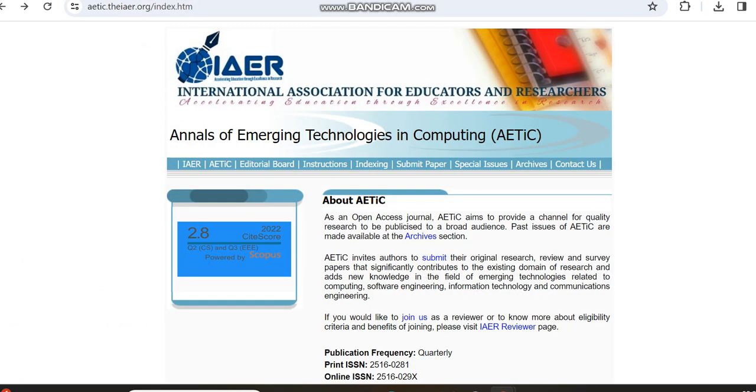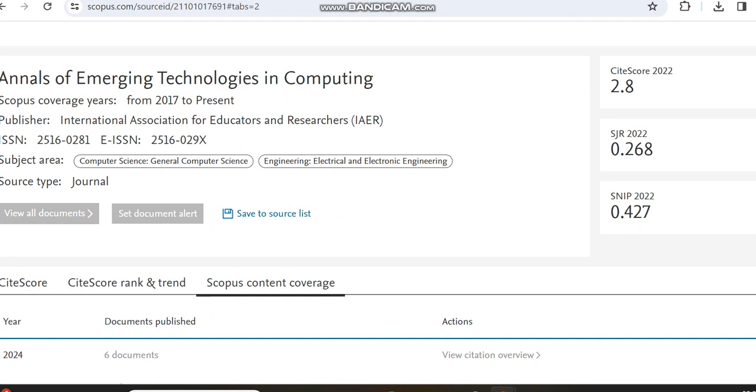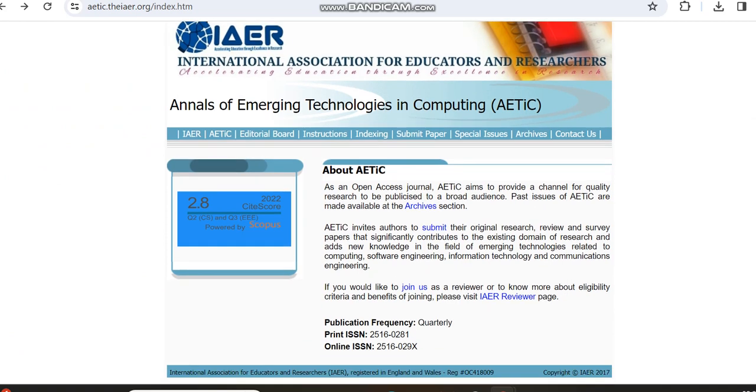So this is the source homepage of the journal. You can notice the publisher details. This is the publisher we just saw on the Scopus page, so here you can confirm that. Based on that, you can confirm whether it is an original website or a fake website. Then it is a quarterly journal, and it has nearly 5 issues.